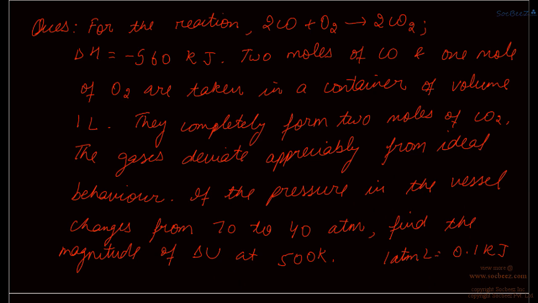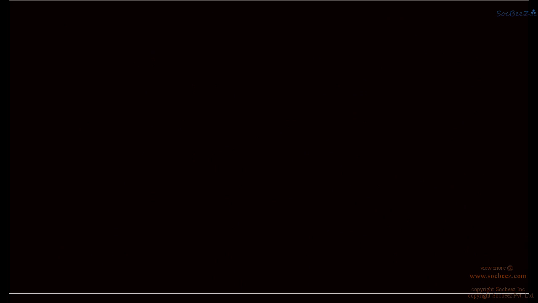Now the gases deviate appreciably from ideal behavior. If the pressure in the vessel changes from 70 to 40 atm, find the magnitude of delta U at 500 Kelvin. Here also the value of 1 atm liter is 0.1 kilojoule. We have to assume it. So let's see what can be done in this problem.